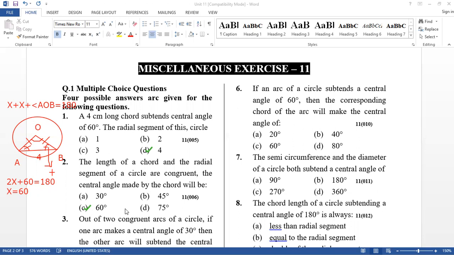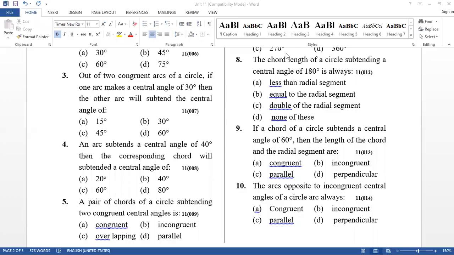Now we will move to the third MCQ. The first and second are related to each other, and you can solve them. The third MCQ states that out of two congruent arcs of a circle, if one arc makes a central angle of 30, then the other arc will subtend a central angle of 30 degrees. This is according to the statements of the first four theorems we have just learned. This is related to the third and fourth theorems.